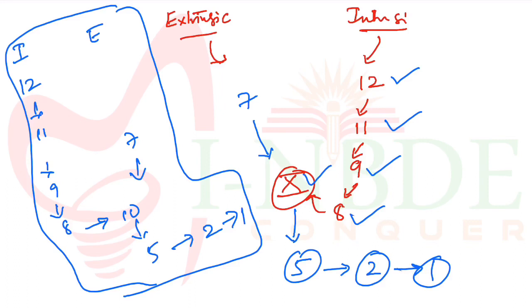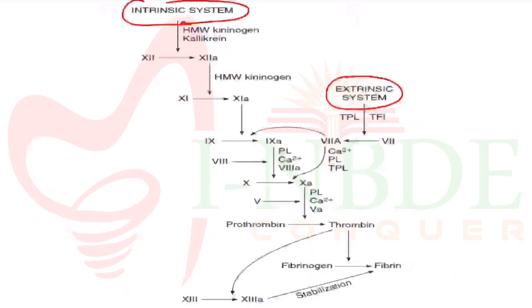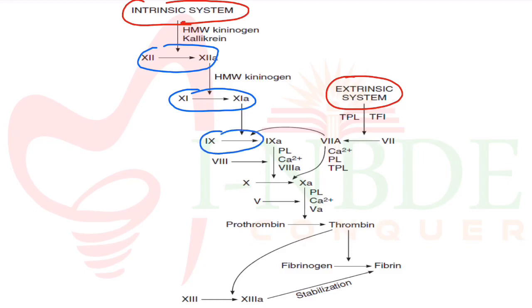So we'll go to the pictures that are given in the textbook or in our material. So what is this? Intrinsic pathway. Already studied the intrinsic pathway. First of all, it is activating the 12. Then it activates the 11. Then it activates the 9. 9 is going to activate the 8. 8 is going to activate the 10.